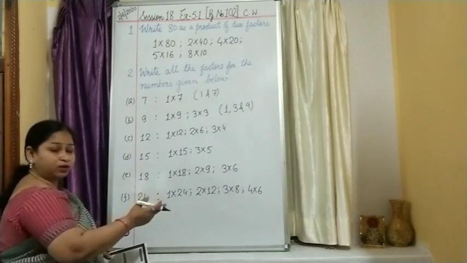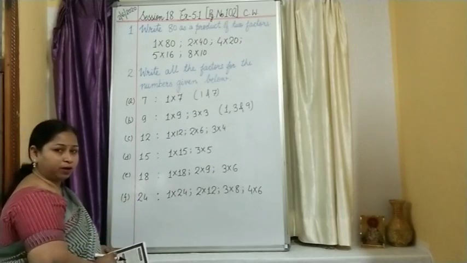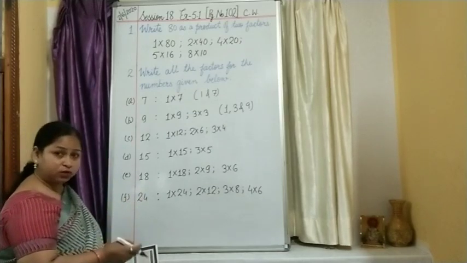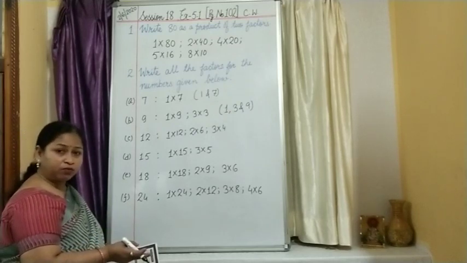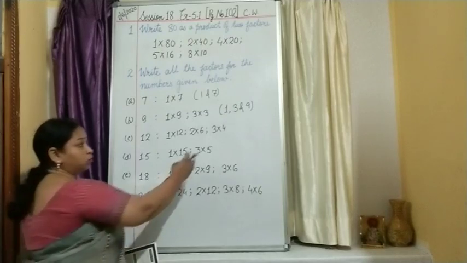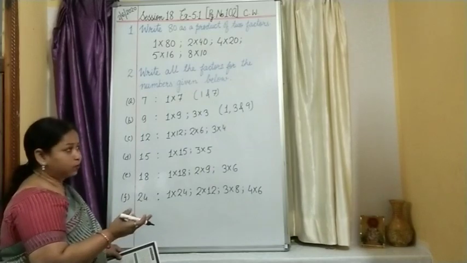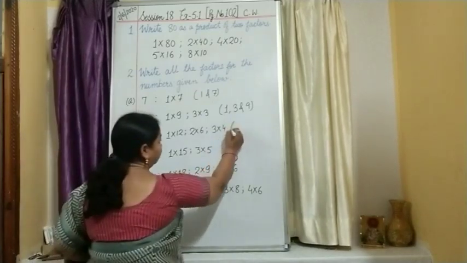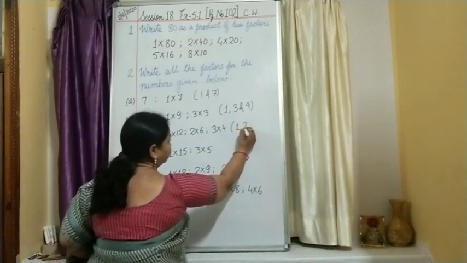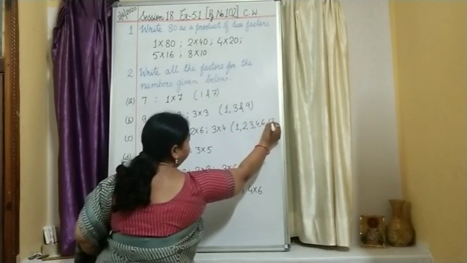12, what are the factors for 12? 1 multiplied by 12, it is very easy to start with 1. Then you check whether it appears in the table of 2. Yes, 2 6s are 12. Then in the table of 3, 3 4s are 12. In the table of 4, 4 3s are 12. So either you write 3 4s or 4 3s, the answer will be the same. So what are the factors of 12 now? You have to write down 1, 2, 3, 4, 6 and 12.